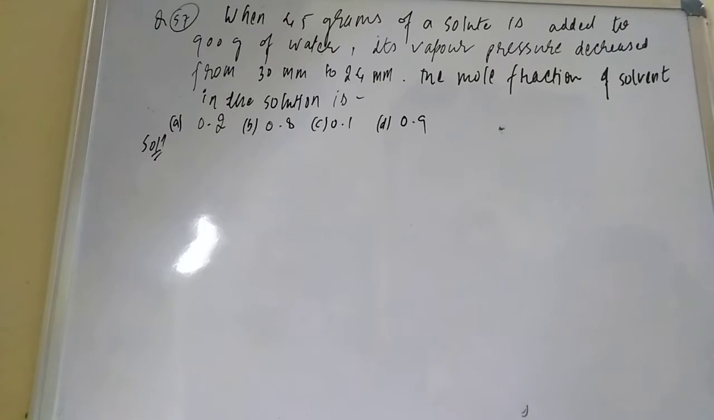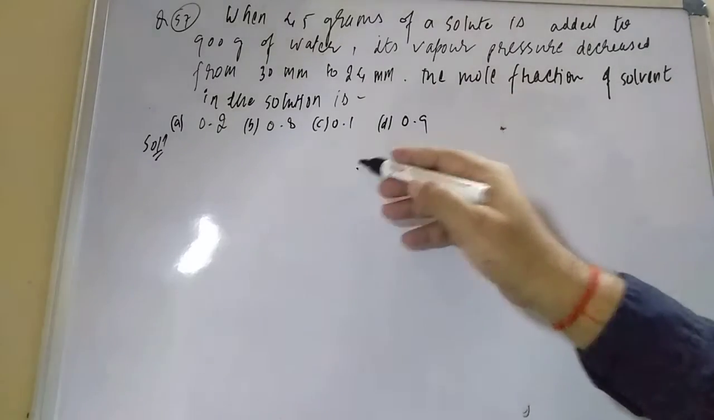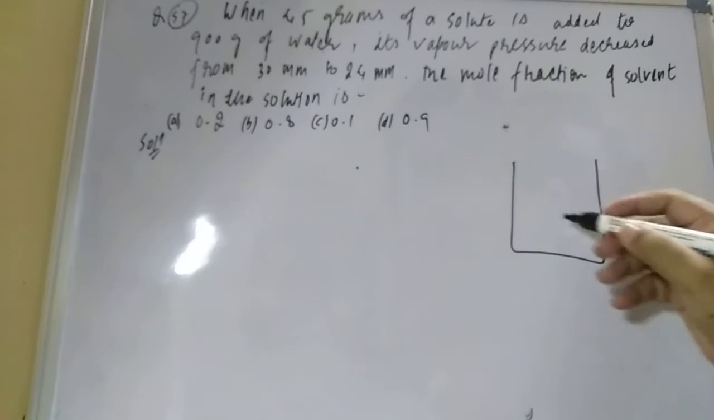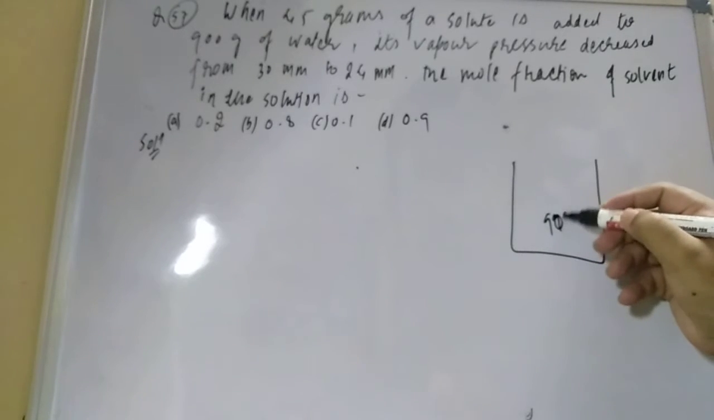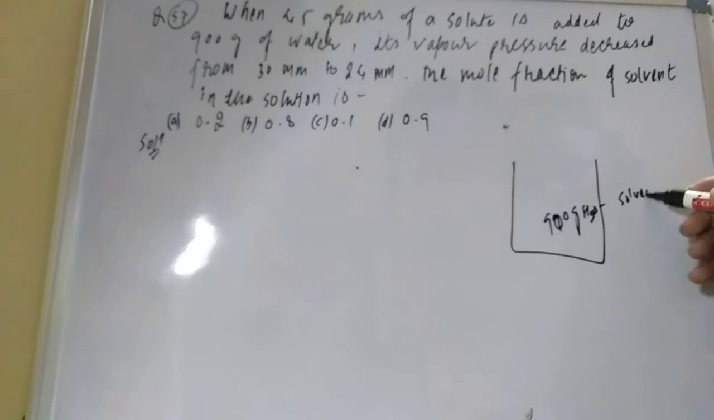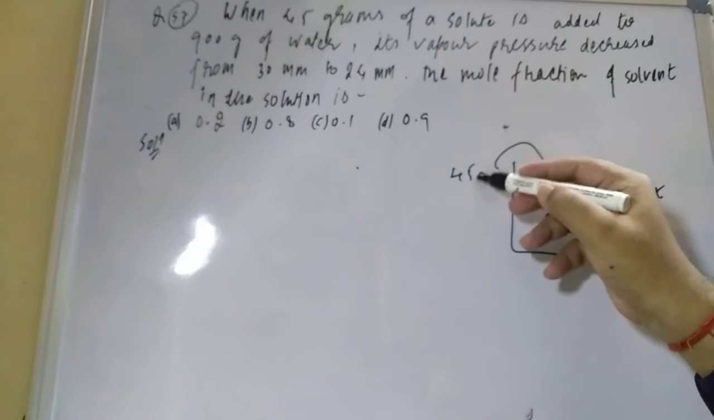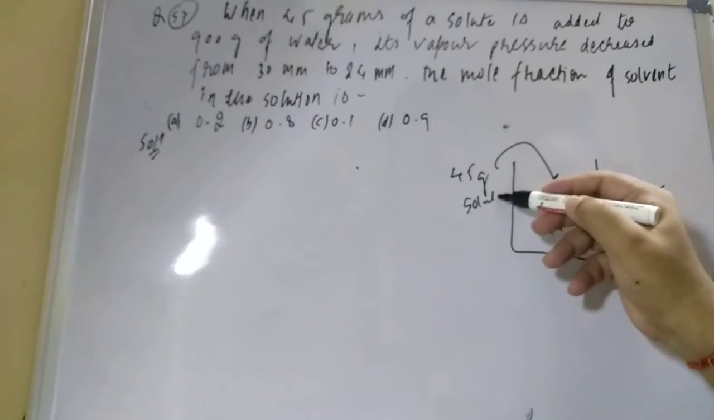I'm solving one problem which is asked by my students. The problem is from the solution chapter. Let us see. When 45 gram of a solute is added to 900 gram of water. First of all, let us understand that 900 gram H2O is the solvent, and you are adding 45 gram of solute in this.